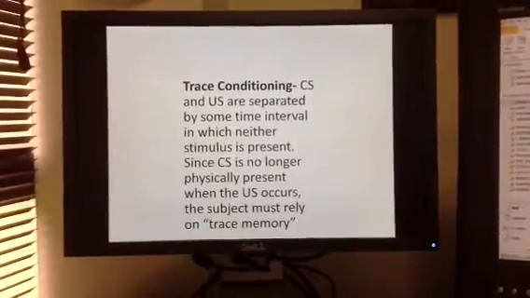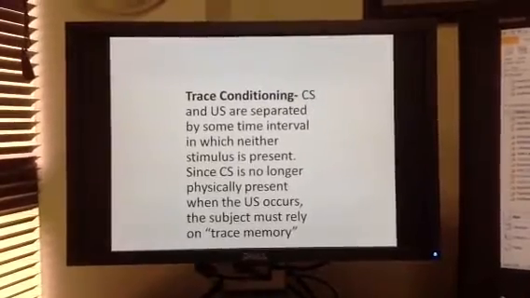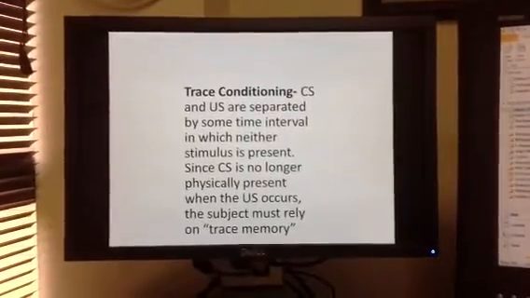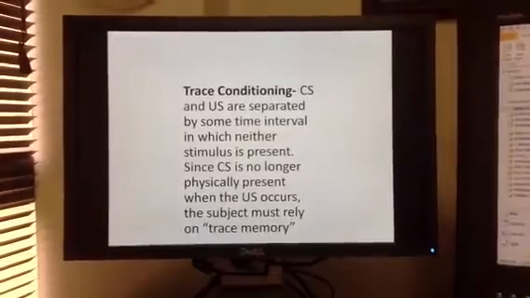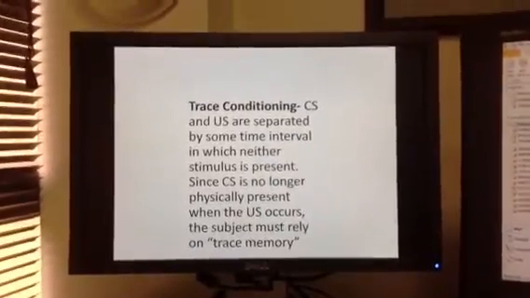Since the conditioned stimulus, the bell, is no longer physically present when the food, the unconditioned stimulus, occurs, the subject, the dogs, had to rely on their trace memory to remember how to respond.